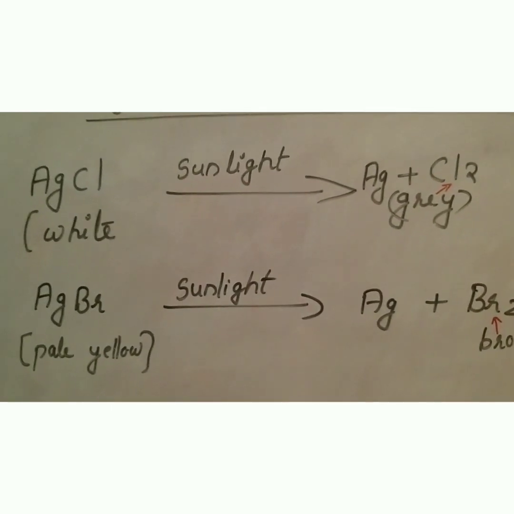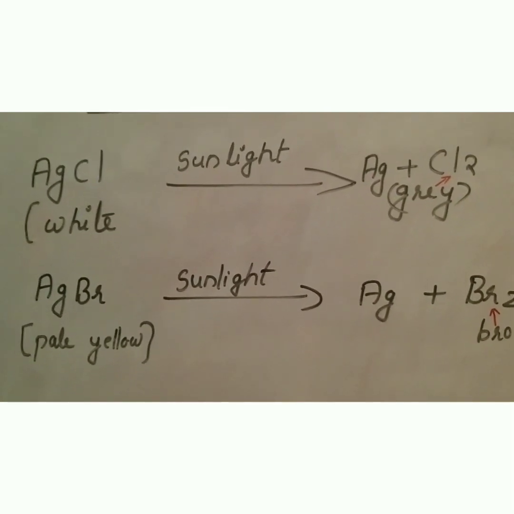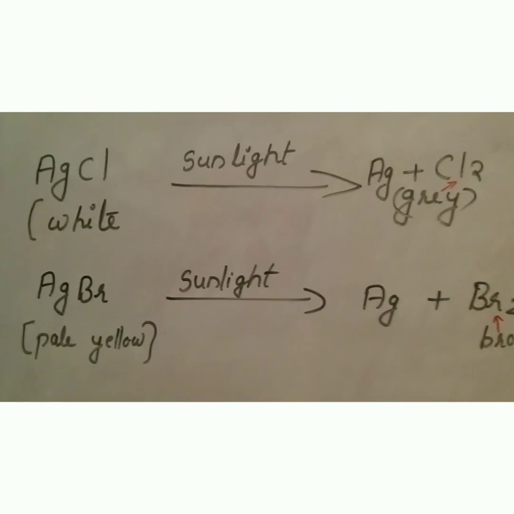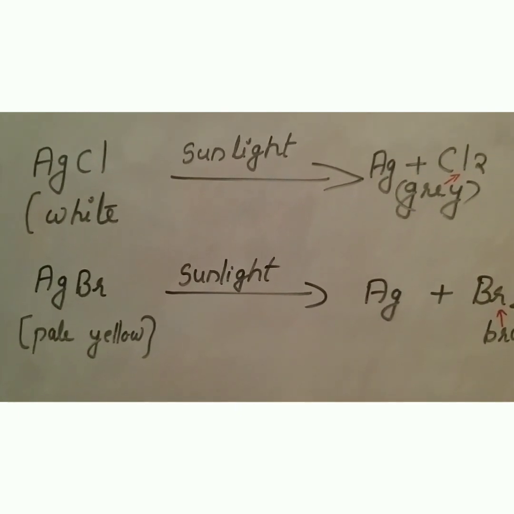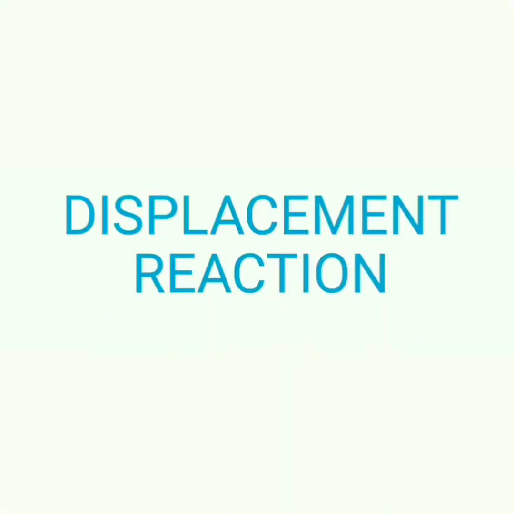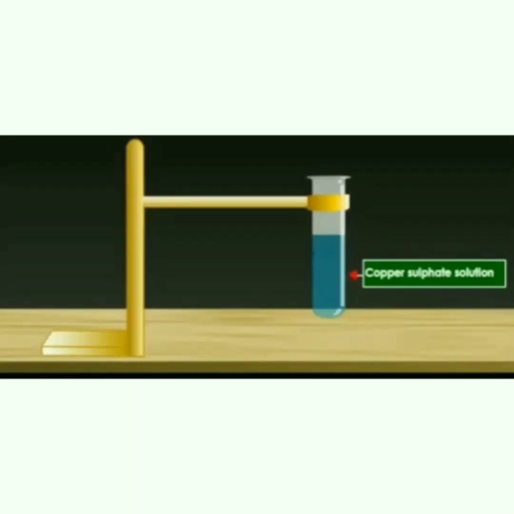This is a basic principle of black and white photography. Silver chloride and silver bromide are the two chemical substances used in black and white photography. Next topic, displacement reaction. Let us study the displacement reaction.